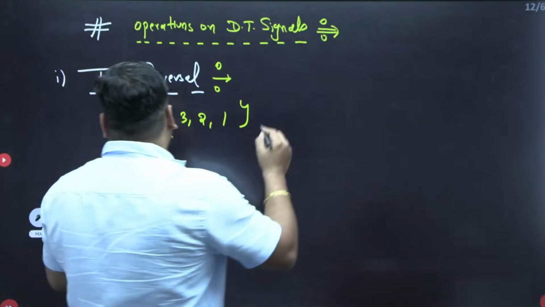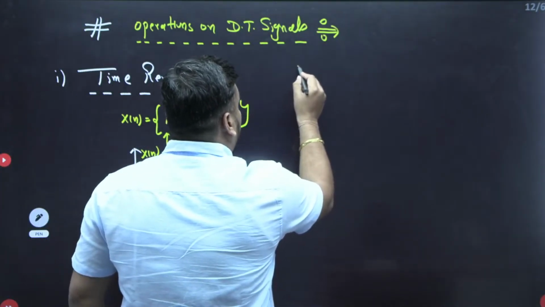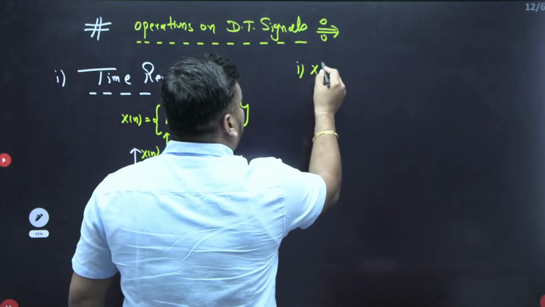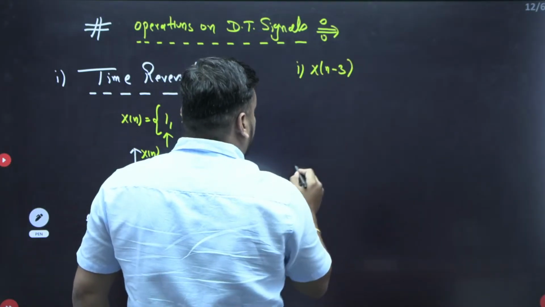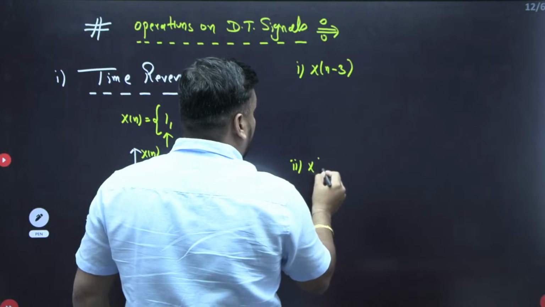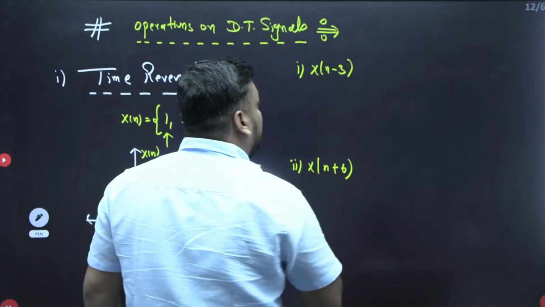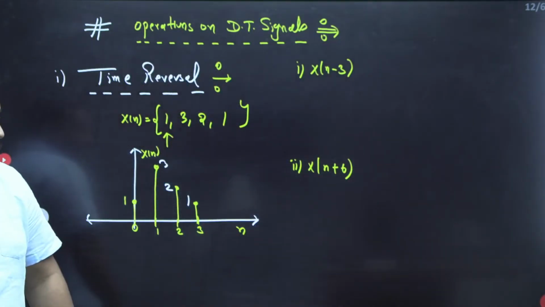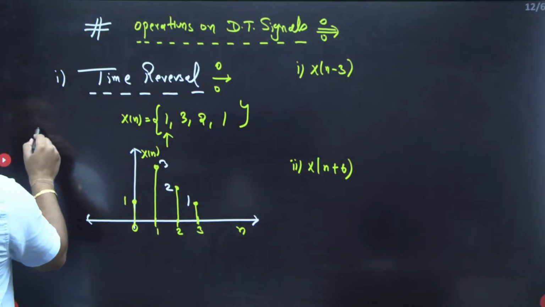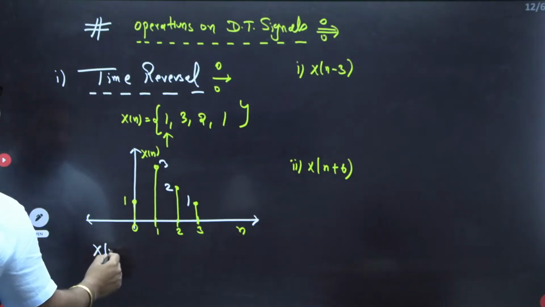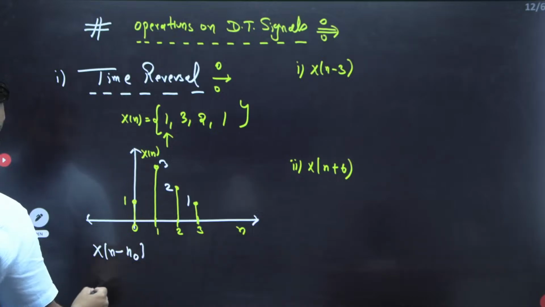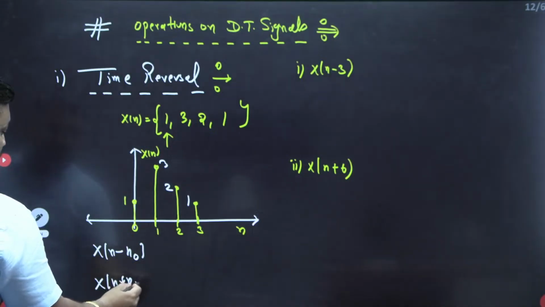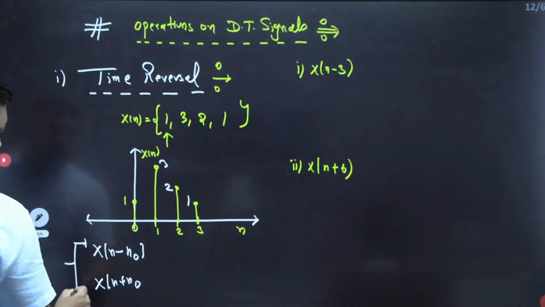If I am asking the first question here, the first question is x of n minus 3, and the second question is x of n plus 6. So this is pure time shifting. As far as time shifting is concerned, we all know x of n minus n naught or x of n plus n naught. Two types of time shift are possible.